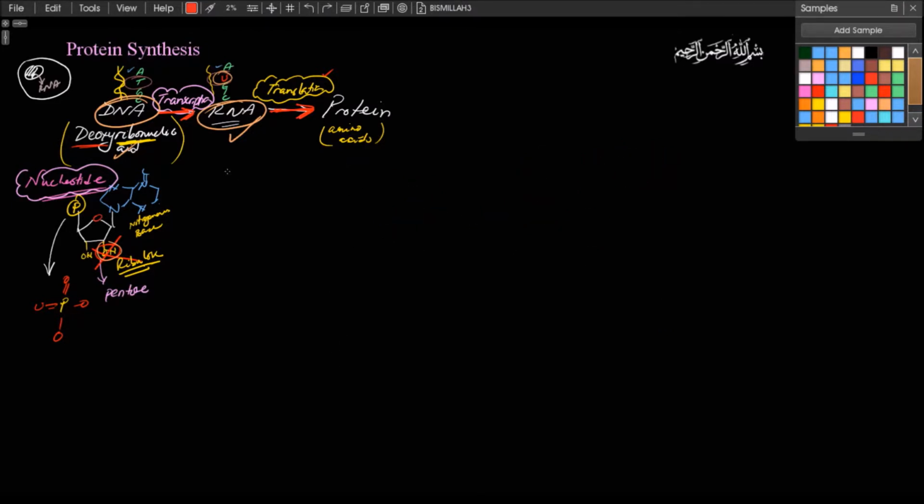So this process of going from DNA to RNA is called transcription, because they're both nucleotides, and going from RNA to proteins, this process is called translation. And the generic structure of an amino acid that I've described is like this. Okay, so this is an amino acid.